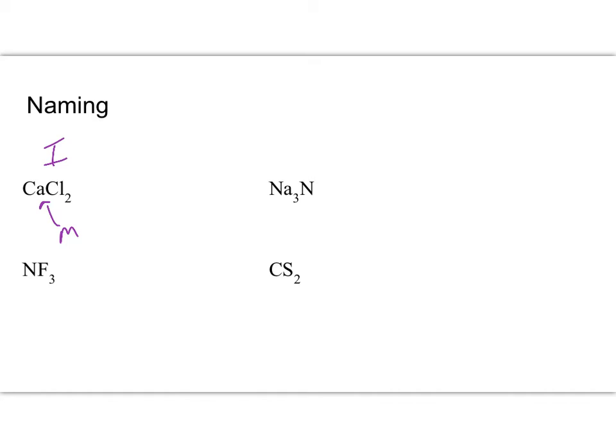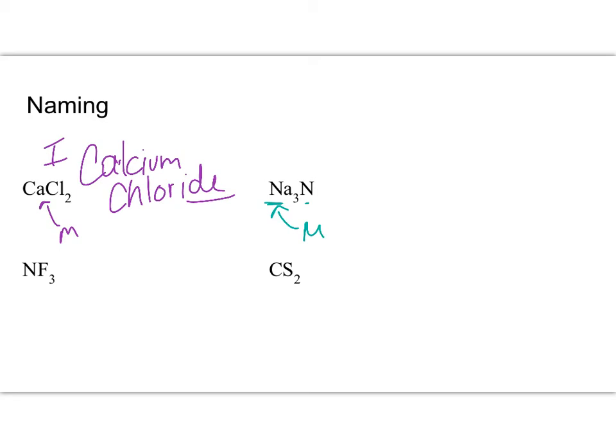So we're going to name our first piece, which would be calcium. And the second piece is chlorine, and then we always end our compounds with "ide" when we need to. So calcium chloride would be your name for number 1. Looking over here at Na3N, okay, we're going to do the same process. We're going to look at those elements. So sodium, Na, is a metal. Nitrogen is a nonmetal. So that means we're dealing with, again, an ionic compound.